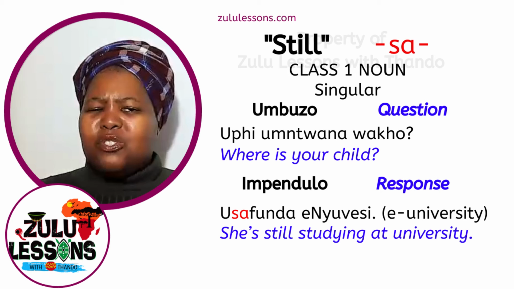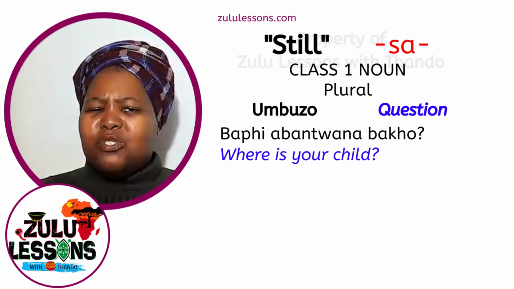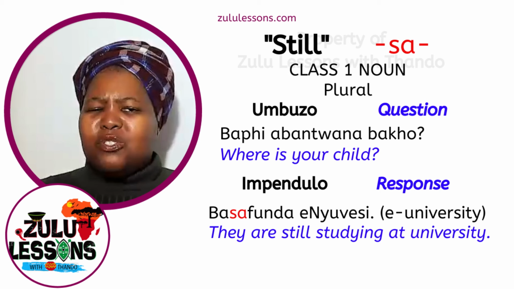Or you don't have to necessarily say enyuvesi because this is spoken language. So you can just say e-university. So, usafunda e-university. She's still studying at university. But what about plural, your children? Where are your children? Baphi abantwana bakho? Basafunda enyuvesi. They are still studying at university.